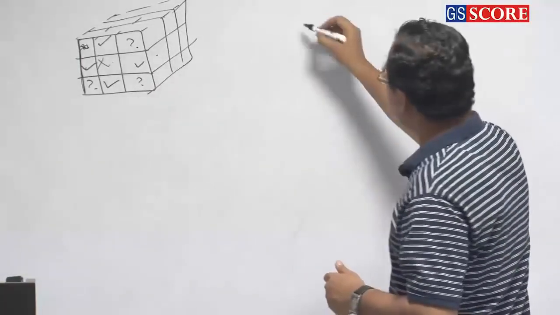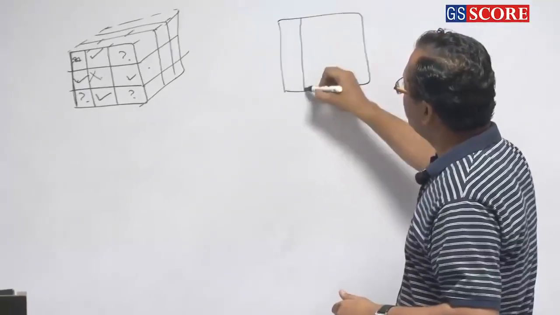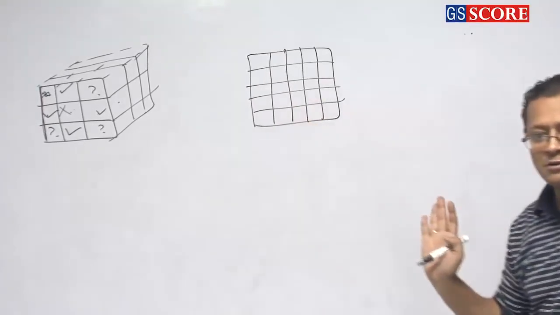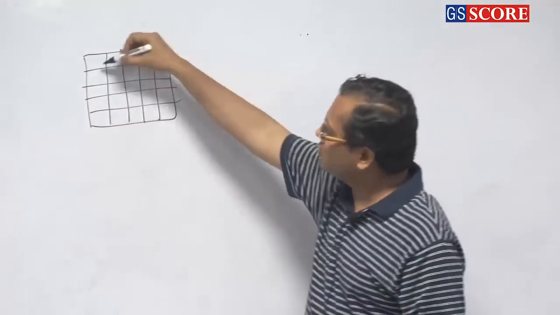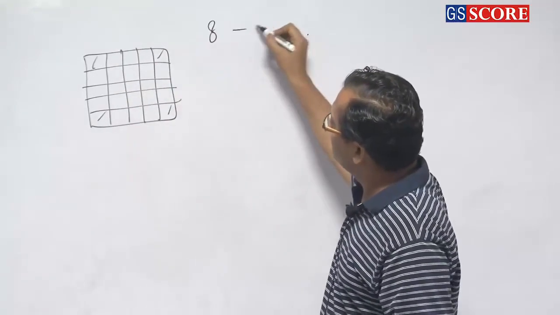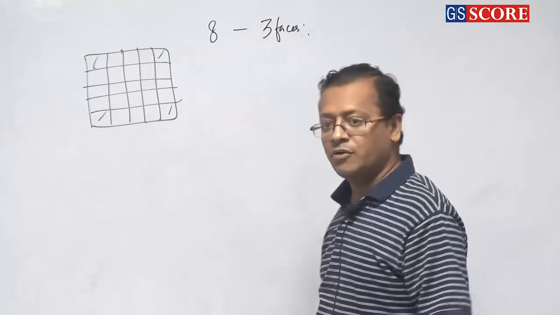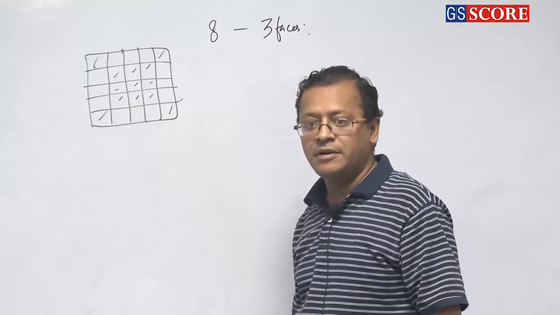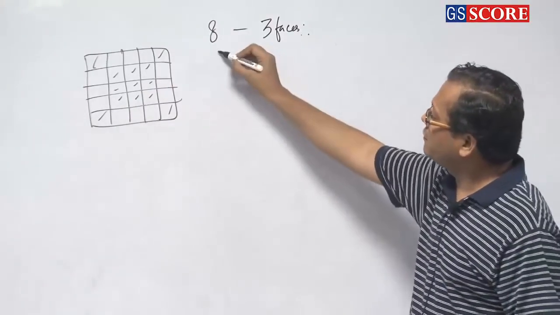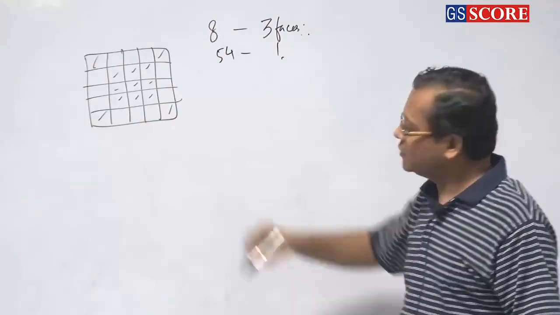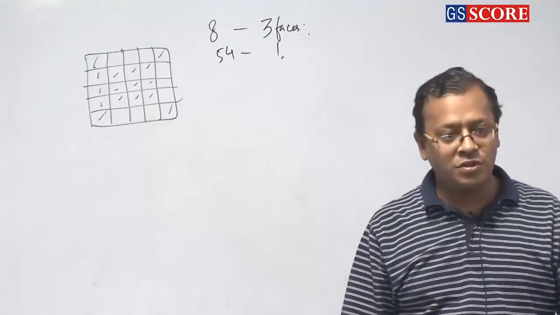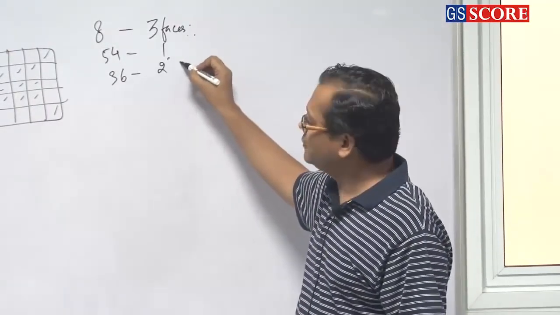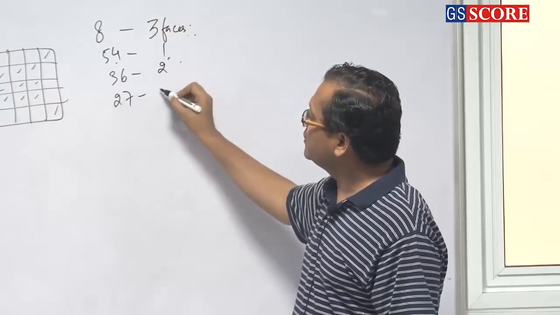So what is the situation here? You will say 5, so 1, 2, 3, 4, 5, 1, 2, 3, 4, 5, only this you have to draw. So this is 8. Okay, 1 2 3 4 5 6 7 8 9. 9 into 6 is how much? 54, having one face. 1 2 3, so 3 into 12 is how much? 36, having two faces. And 27, having zero faces.